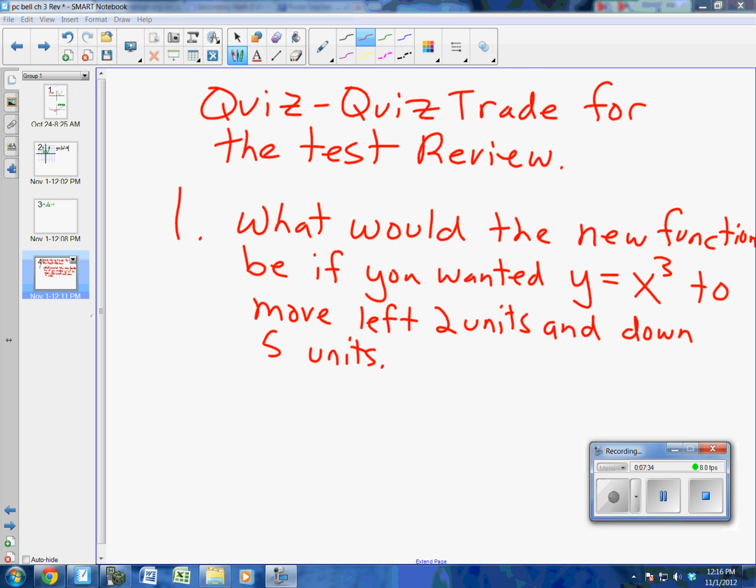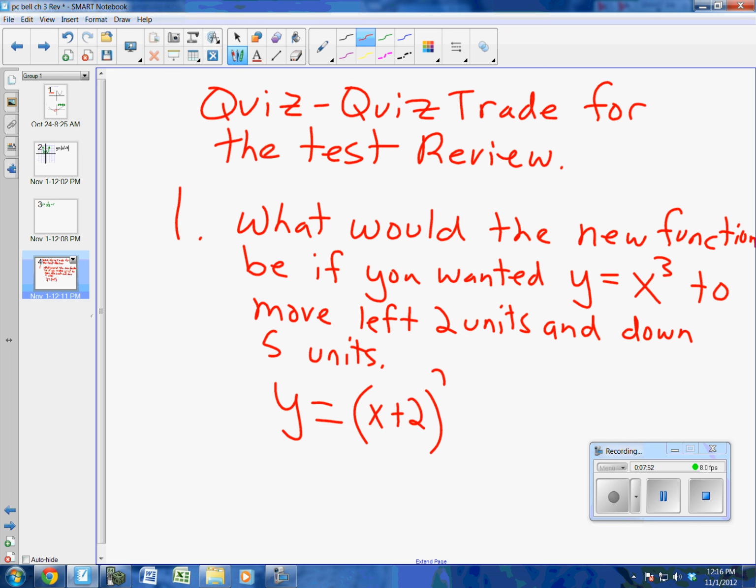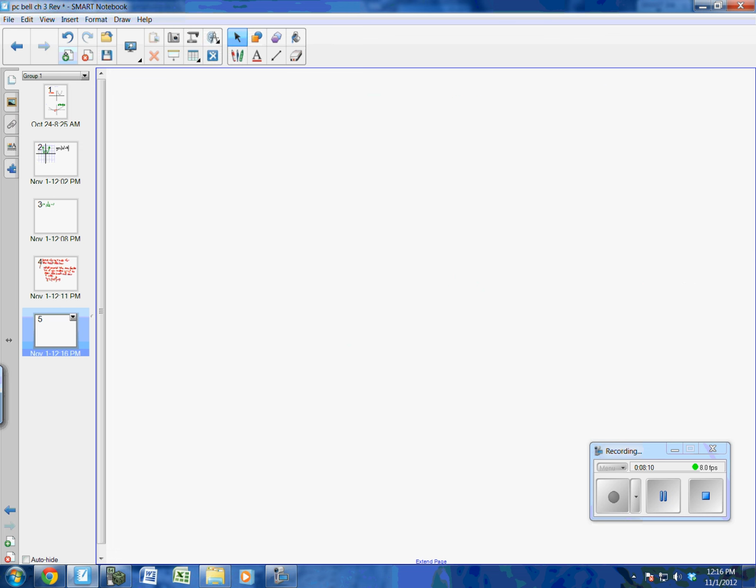Okay, you guys, if I want to move the new function, x cubed, what did it say? 2 units to the left, I would replace x with x plus 2, right? And then it's a cubic function, so it's cubed. And then down 5 units would be minus 5. And I think you guys all had that one correct. Okay? Do you understand what it's asking? Okay. Problem number 2. Is this function continuous?